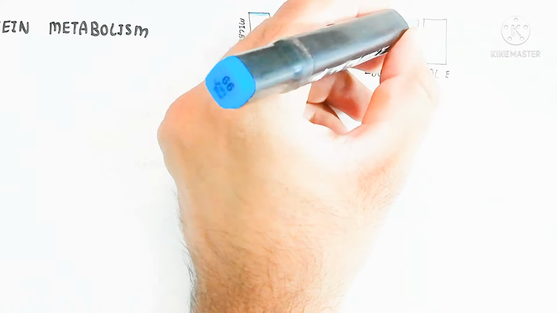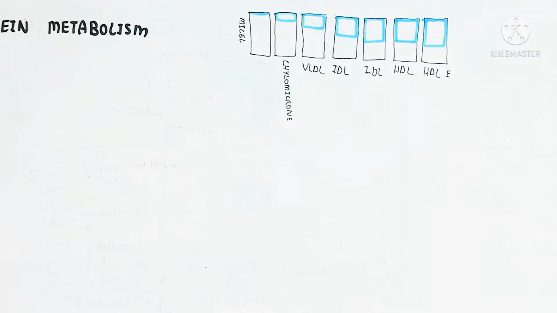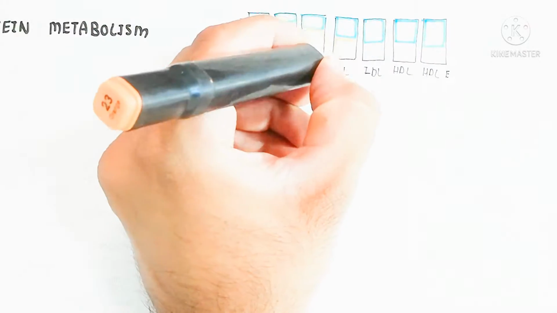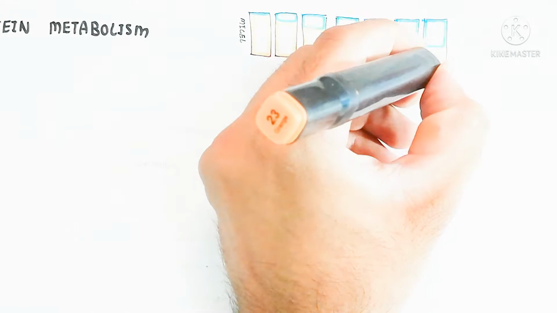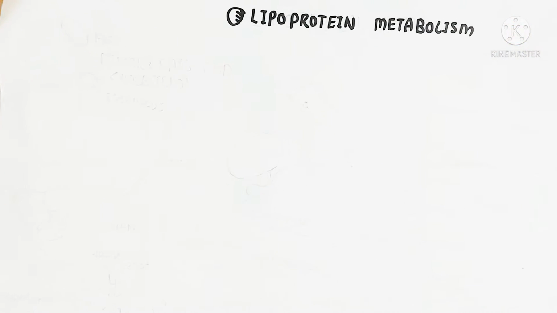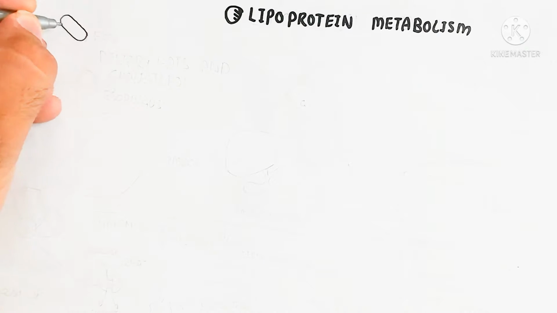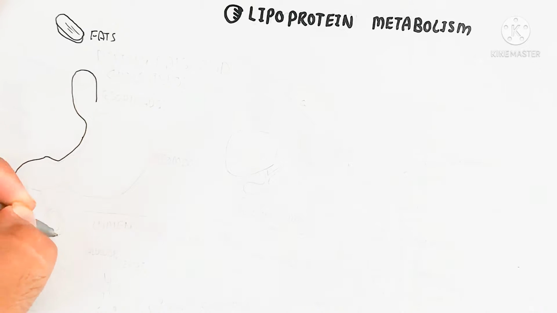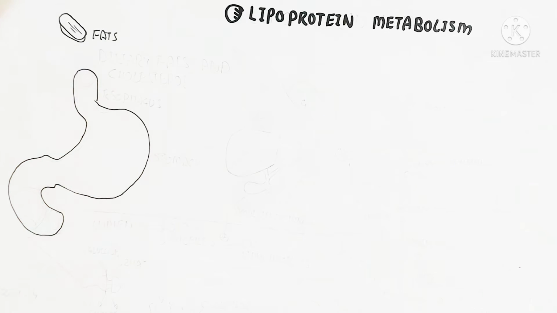In this way, the LDL is low density lipoprotein, which contains more fat, but the percentage of protein is higher, for example 40%, while HDL and empty HDL contain half protein and half lipids. So let's begin to understand dietary fats and cholesterol.